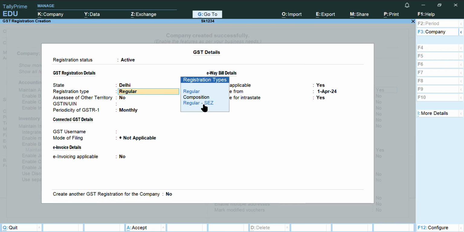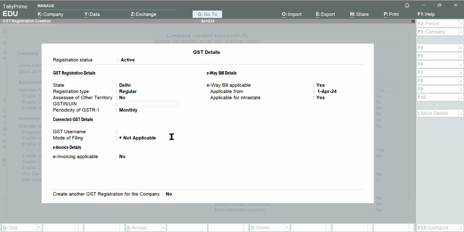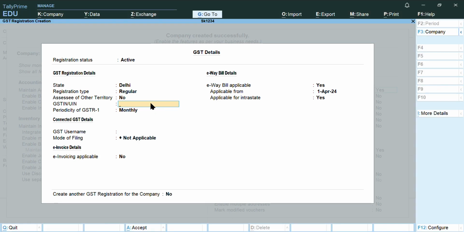So, state is Delhi, that is fine. You are a regular GST person. Assessee of other territories, no. Now, GST number. You are given the GST number in your problem, so this is the number given. Just copy this number, or when you are writing it from your question, then be careful while recording this information.